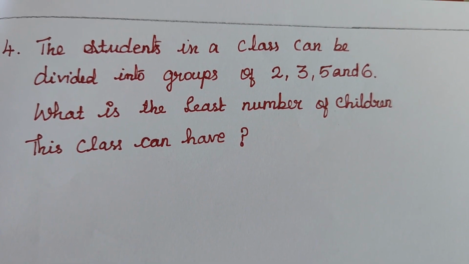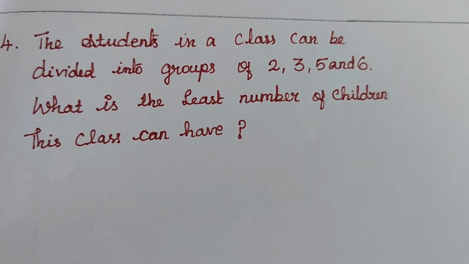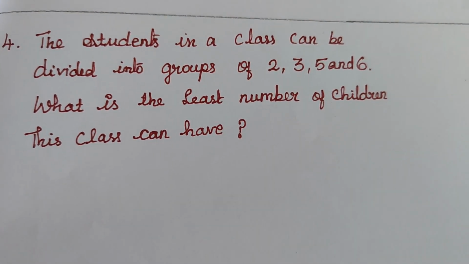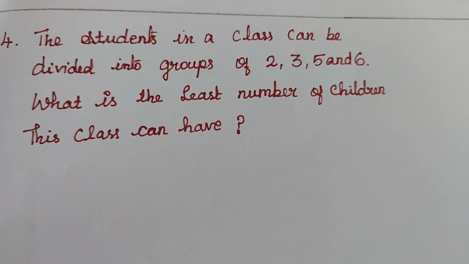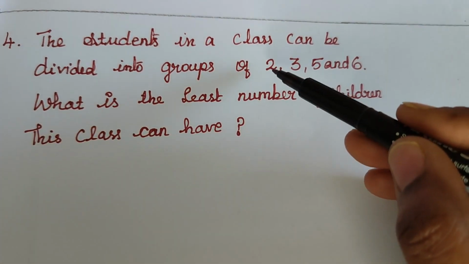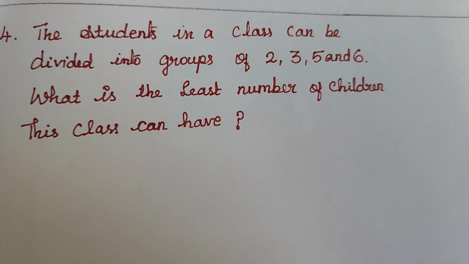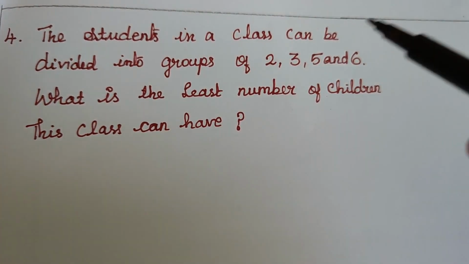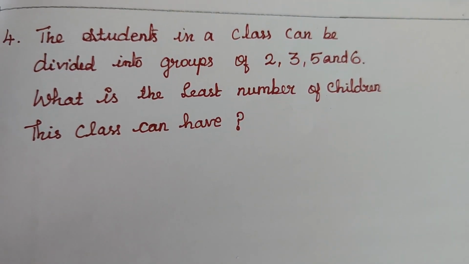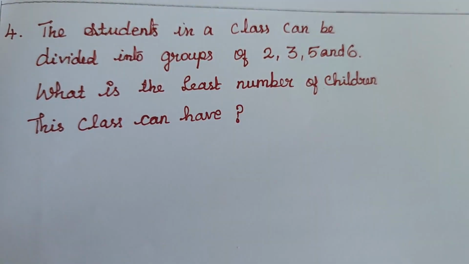Fourth question: the students in a class can be divided into groups of 2, 3, 5 and 6. What is the least number of children this class can have? The meaning of this question: a class may have a particular number of students. Those students can be divided into groups of 2. When you divide the children into two groups, you will get equal number of students in each group. When you divide the students into 3 groups, you will get equal number in each group. You can also divide the class into 5 groups, and into 6 groups.